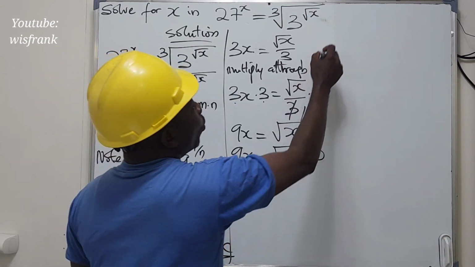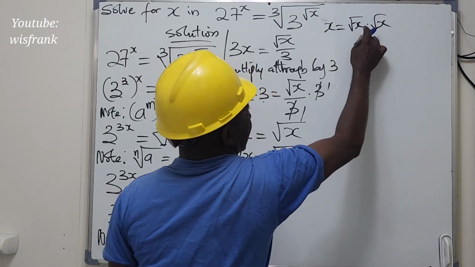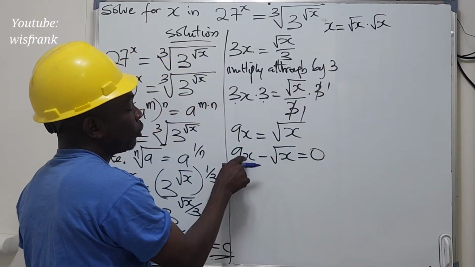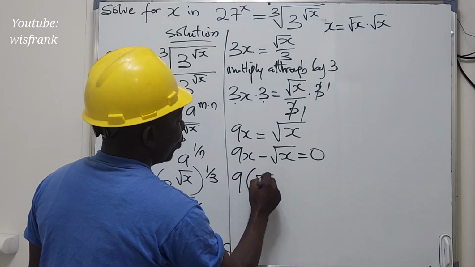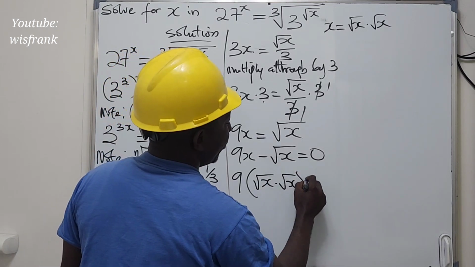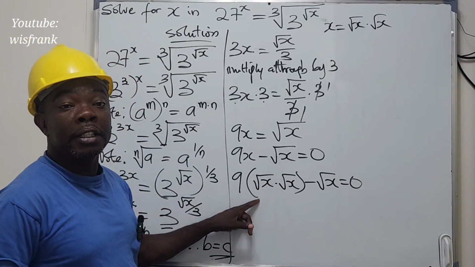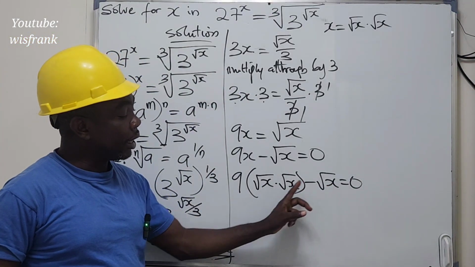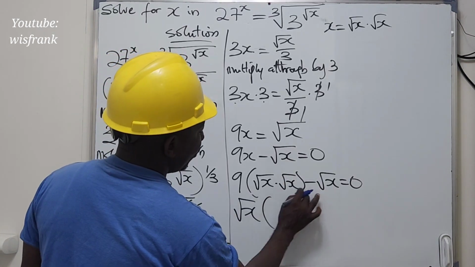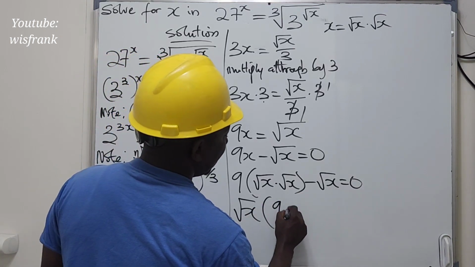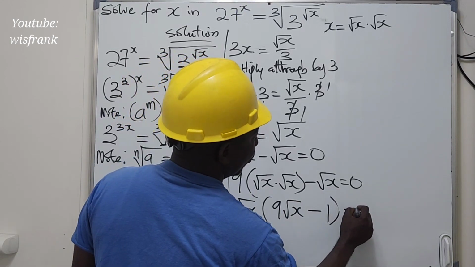Here, we know that x is the same thing as square root of x times square root of x. If we multiply here, we have x. So we are going to substitute that into where we have x. So here will become 9 times square root of x times square root of x, then minus square root of x equals 0. In this situation, we have square root of x here and here, so we can factor it out. Factoring it out, we have square root of x times, when we divide the whole of here by square root of x, 9 square root of x minus 1. Dividing here by here will give us minus 1, all equals 0.